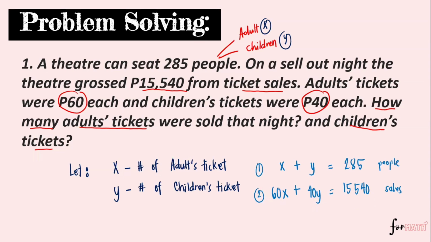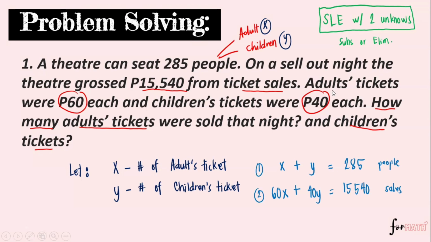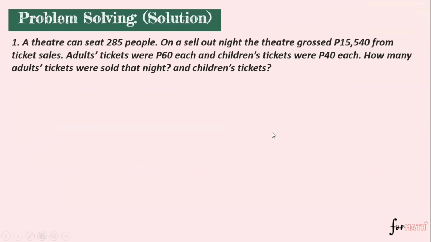In this case, if you still remember the concept, it is solving a linear equation with two unknowns, because we use two variables, x and y. In solving linear equations with two unknowns, we have different methods that we can use. We can do substitution or elimination. But in this case, let's try to use the substitution method.